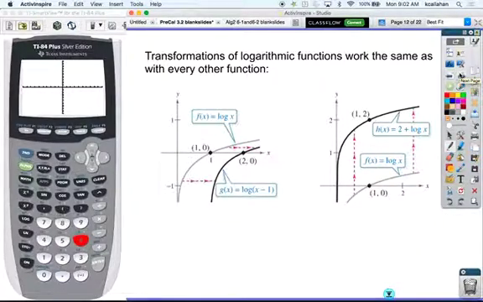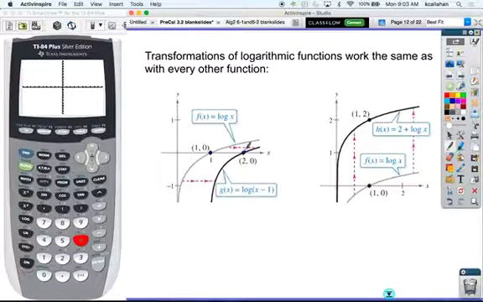So transformations of logarithmic functions are the same as all the other functions that we've dealt with. This one here, the log of x, is the parent function. If I subtract 1 inside the function, that should be a shift to the right. So notice that the parent function had the point 1, 0, so the transformed function has the point 2, 0. I went to the right one.